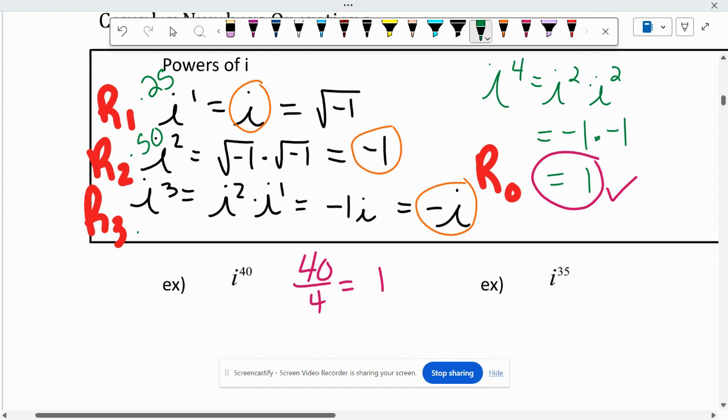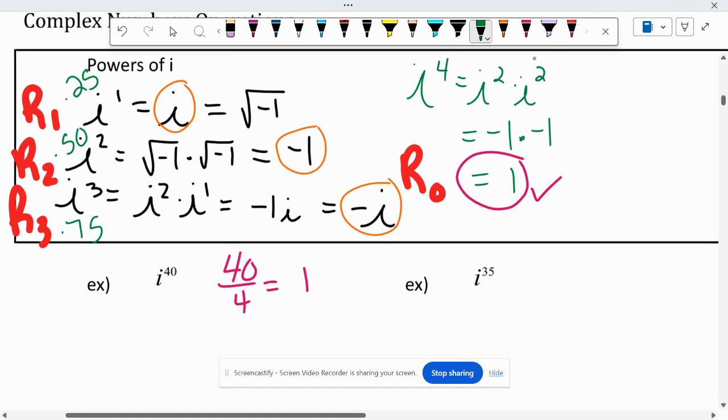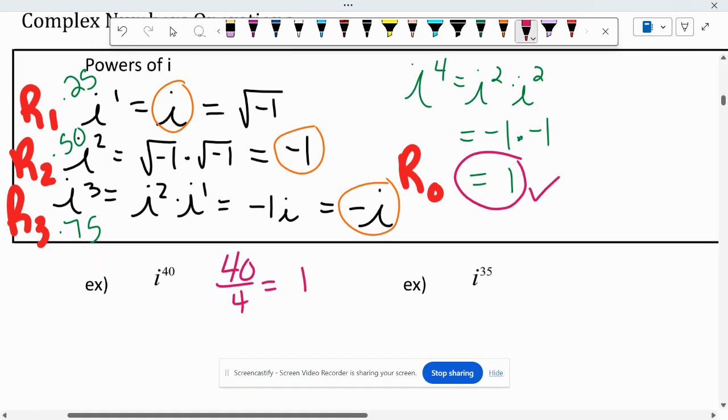Yeah. And then a remainder of 3 is the same thing as 0.75. And that's what I asked you guys to write on your paper anyway. I just think it makes more sense. Always divide by 4. So 35 divided by 4.